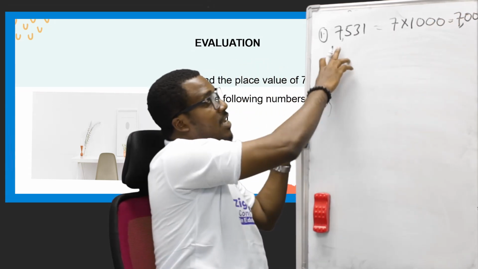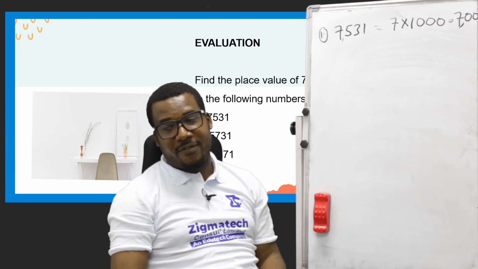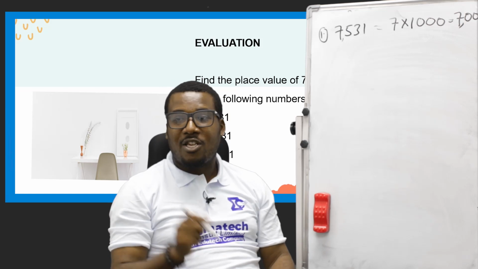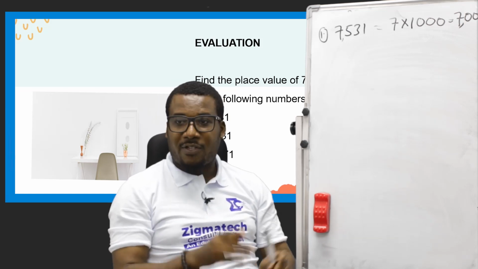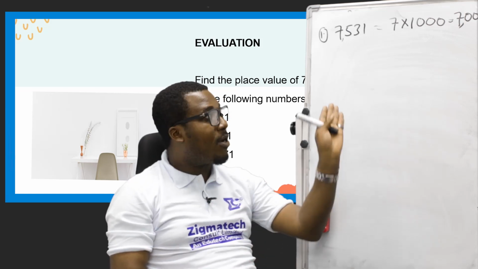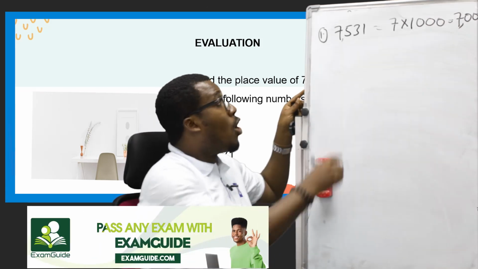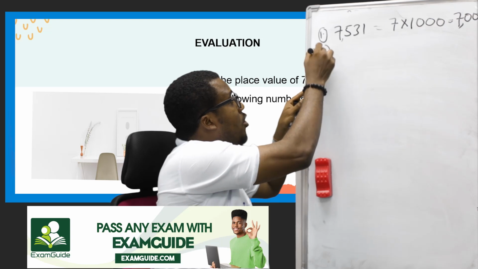Naturally, you know that it's 7,000 from the placement of the 7 because you have separated it. You've done the counting and you separated it with the comma. So you know it's 1,000. But the question is, what kind of 1,000 is this? It is 7,000.